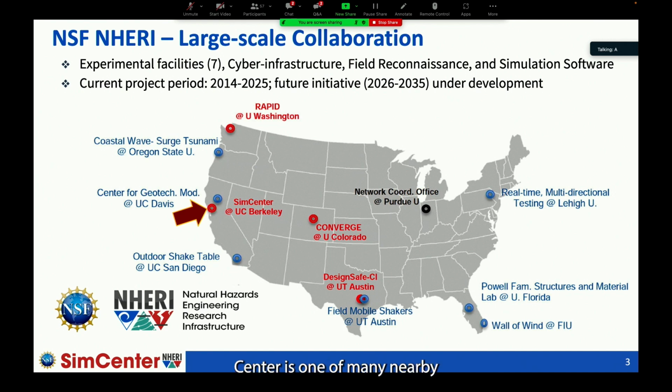So SimCenter is one of many NHERI facilities. We're funded by the NSF, and we are one of a few non-experimental facilities. Most of these facilities you're familiar with. They do large-scale experimental research. Us at SimCenter and then at UT Austin are the computational facilities, and that's DesignSafe. And so our tools make use of DesignSafe supercomputers to allow users to access those and do their running.